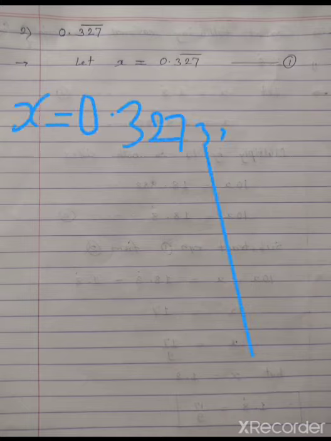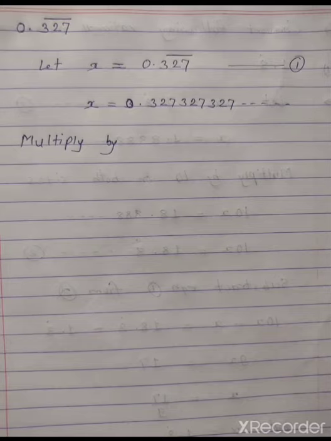Now we can convert this number as 0.327, 327, 327 and so on. So just find out how many places there are: 3 places. So use 3 zeros on 1, so the number will become 1000. So multiply by 1000 on both sides.